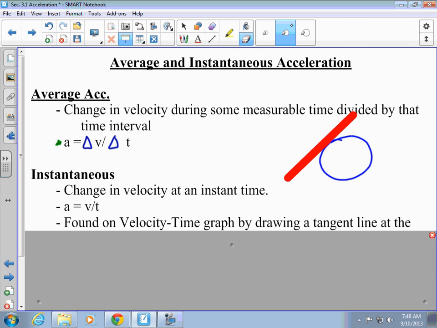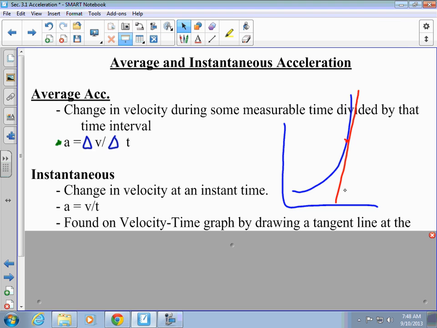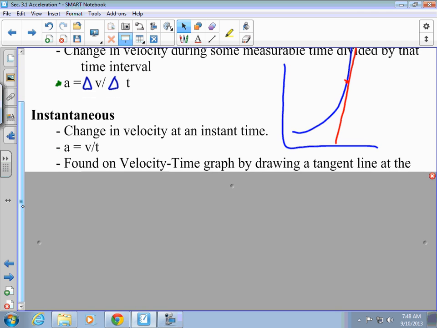If I erase this and do a better real-life example, this is my graph, and I have acceleration like that. I want to find a tangent point right here. The slope of that red line would be my instantaneous acceleration at that point. So keep that in mind. We're going to do a couple of math problems with acceleration, and you're going to have to read some VT charts.